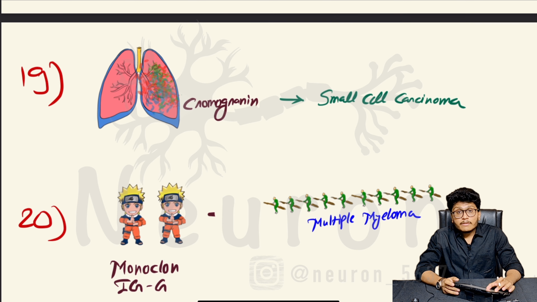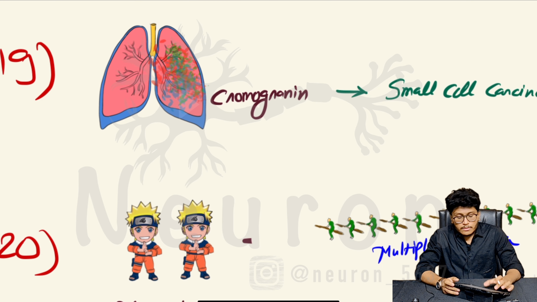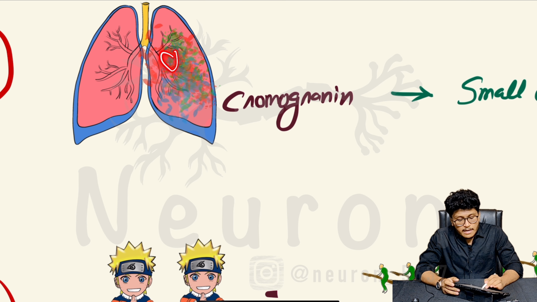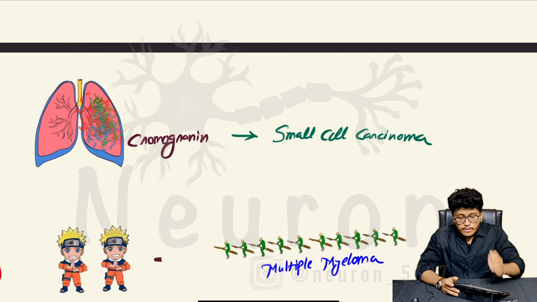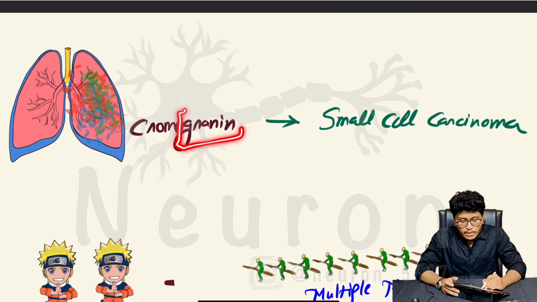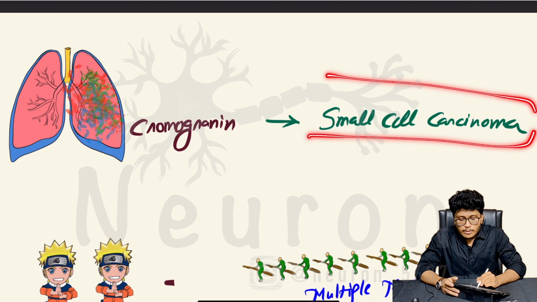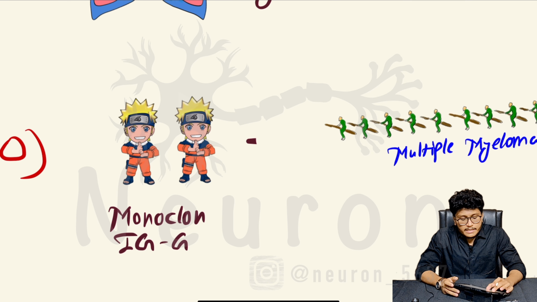The next tumor marker will be Chromogranin. So these grains are of different colors, Chromogranin. So in all of the small cell carcinomas, Chromogranin can be a tumor marker because the grains are small. So you can remember small cell carcinoma. Now let's move to the last tumor marker.